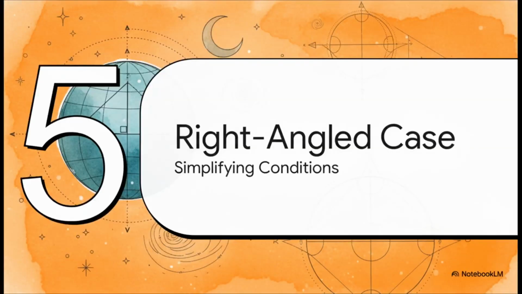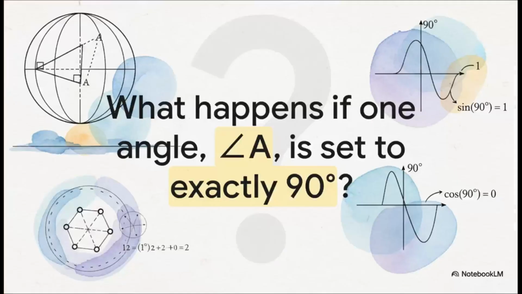Okay, now let's do something that scientists and mathematicians love to do. Let's examine how these general formulae behave under a specific simplifying condition. What happens in the special case of a right-angled spherical triangle? So what happens to our formulas if we just simplify the situation a little bit?